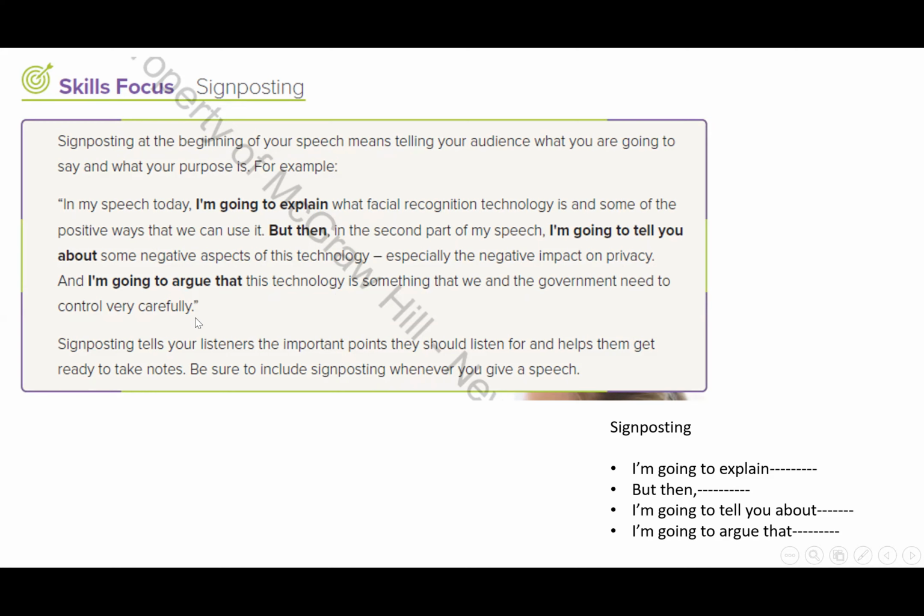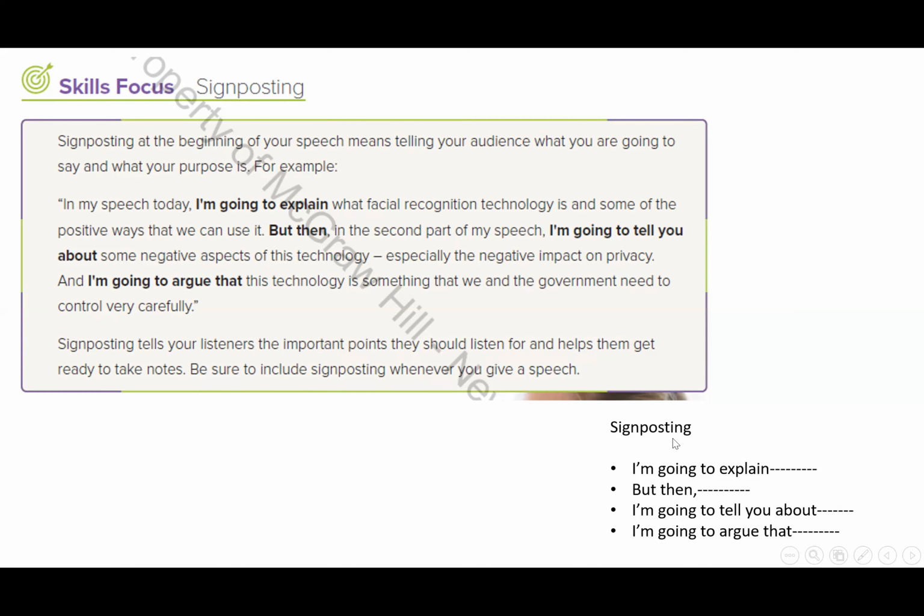Here signposting tells your listener the important points they should listen for and helps them get ready to take notes. When you hear signposting, pay attention, this is where you take notes. Be sure to include signposting whenever you give a speech.